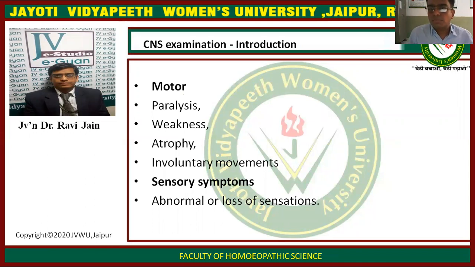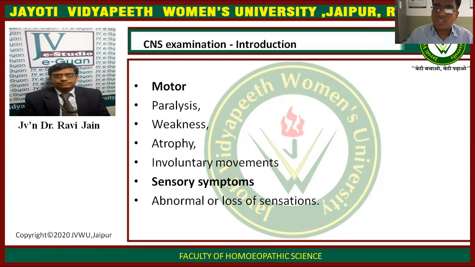Changes in the motor system, like paralysis. If a patient is coming to you for paralysis, then you have to examine for the CNS. Weakness of the muscles, atrophy of the muscles, when the muscles are getting atrophied. Any kind of involuntary movement, especially in case of Parkinsonism or other diseases, then you have to check for CNS involvement.